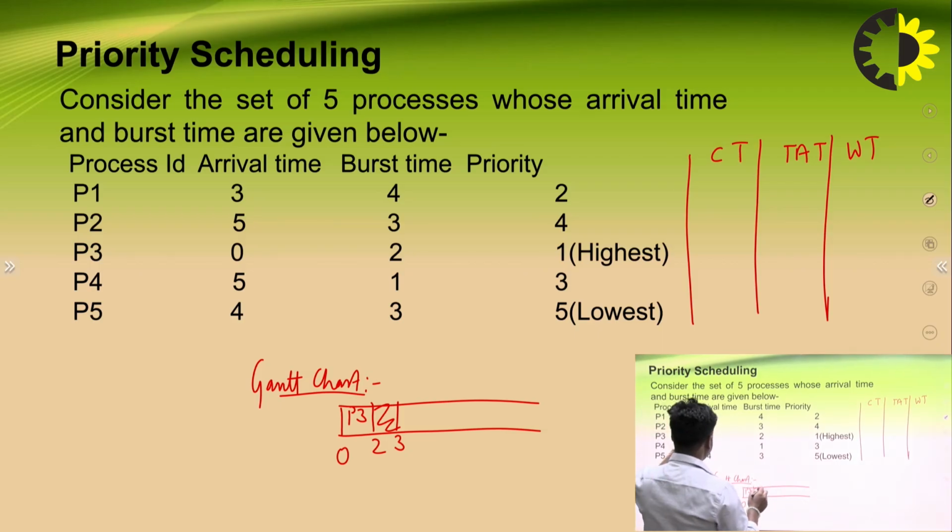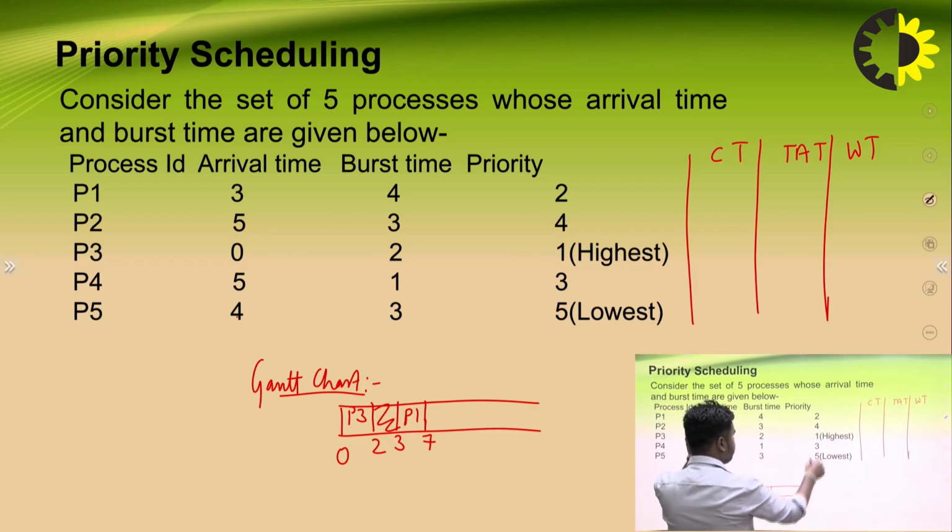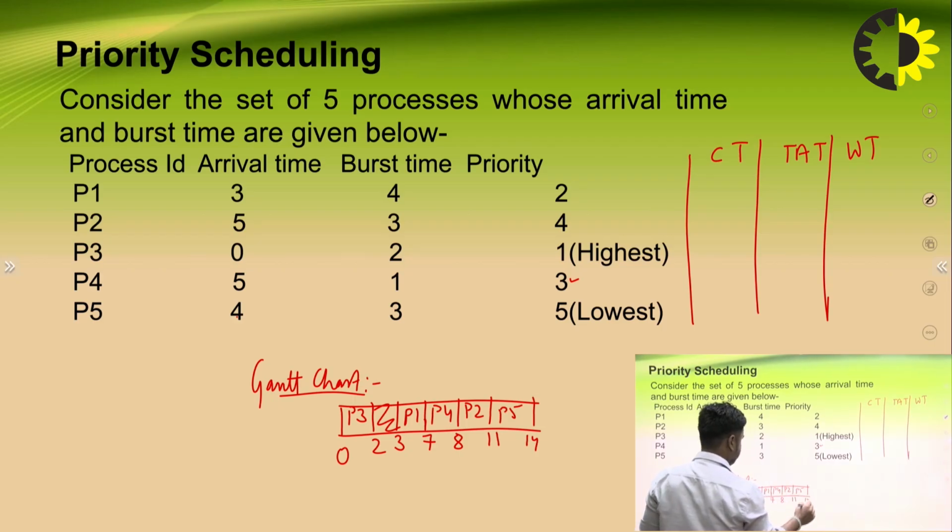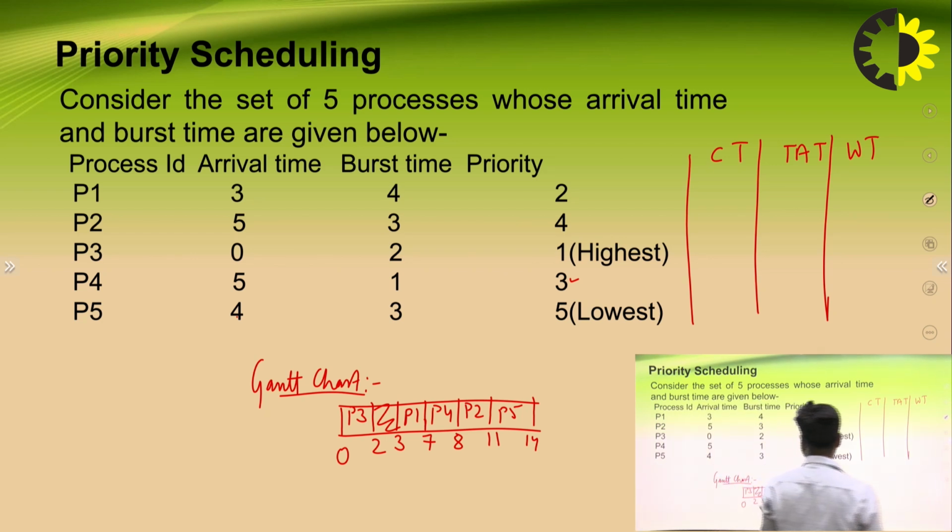On 3, who has arrived? P1, and has anyone else arrived? No, so P1 will run for 4 units. 4 plus 3 is 7. On 7, all the processes have arrived. Now we will check the priority. P4 will run first, until 8, because its priority is high. Then the next one is P2, which runs for 3 units. Then P5, until 14. So this is the Gantt chart of this algorithm.